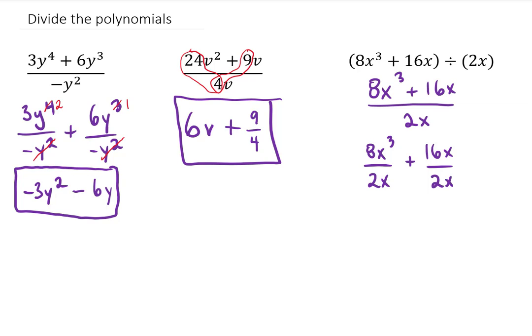Now cancellation. 8 and 2 reduce to 4, and we lose one copy of the x, leaving us with 2. And over here, the 16 and the 2 reduce to become an 8, and both of the x's cancel out. So all that's left over looks to be 4x squared plus 8. And this is how you divide, in this case, a polynomial by a monomial.